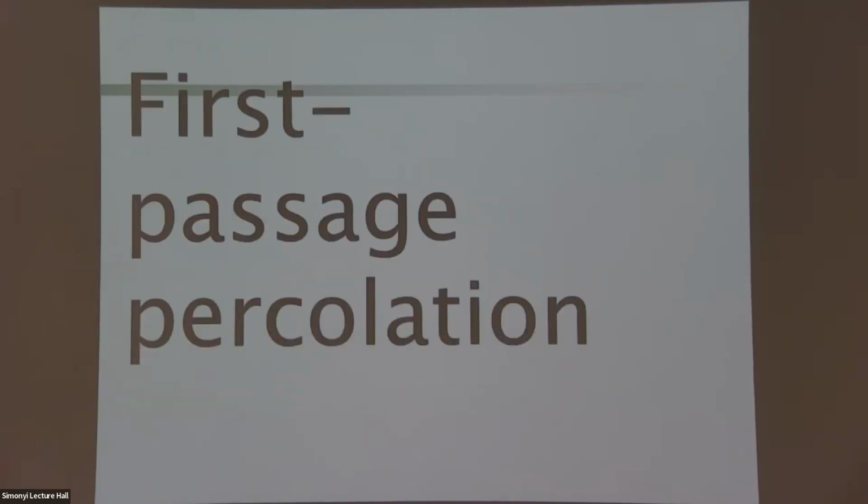So now let me move on to the second half of the talk, which is completely independent. And this is first passage percolation. It's a model of random geometry, and maybe a bit related to the first talk that we heard today. Okay, so what is that?